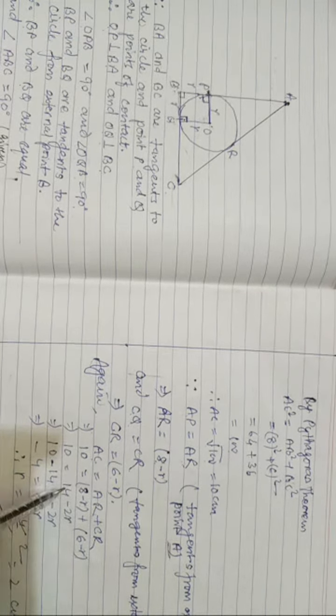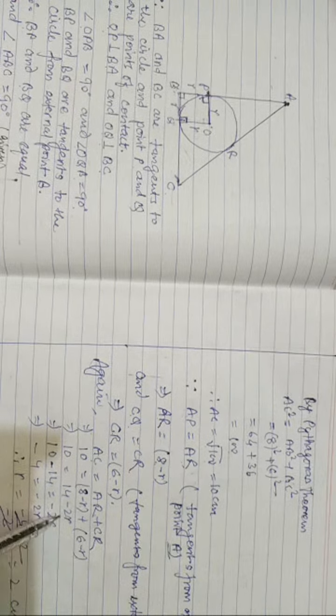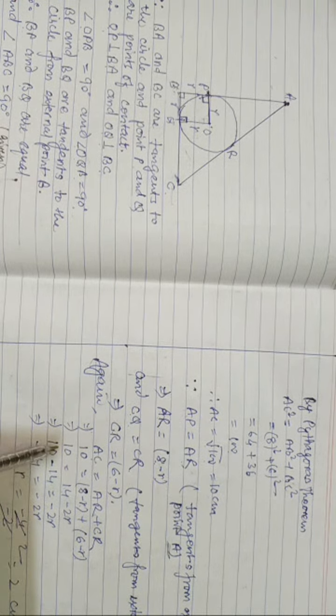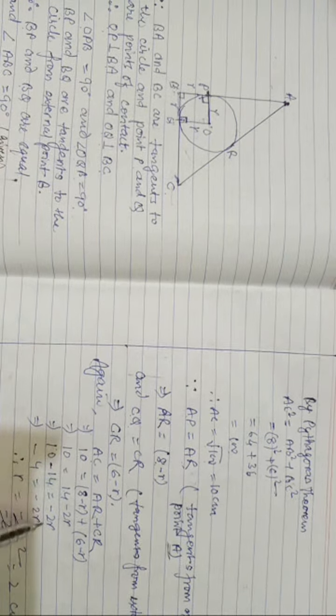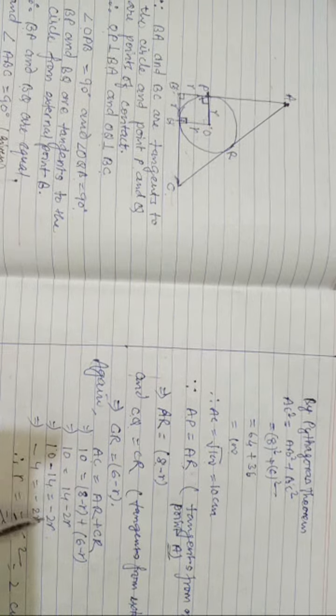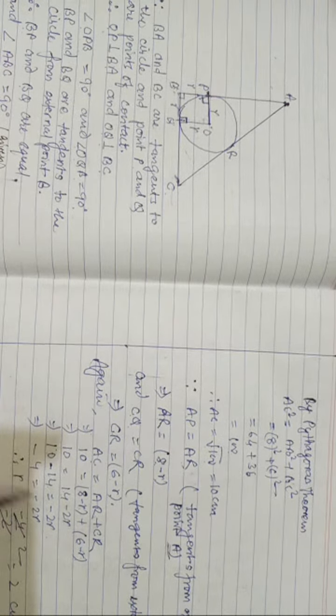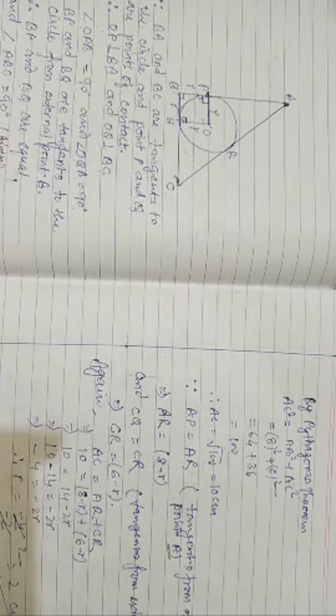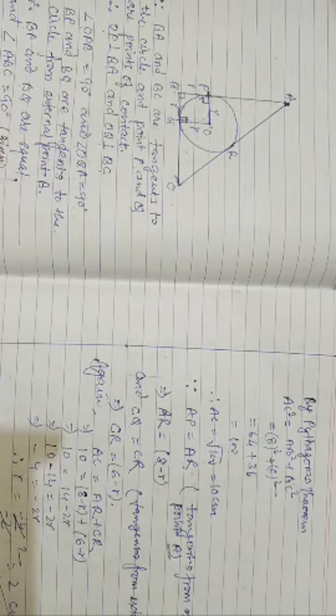8 plus 6 is 14, r and r together will be 2r, and 14 will be transposed to the left side. The 10 minus 14 is equal to minus 2r. 10 minus 14 means minus 4, and here minus 2r. Minus cancels, r will be 2 centimeter. In this way you have to solve, and this is the solution.